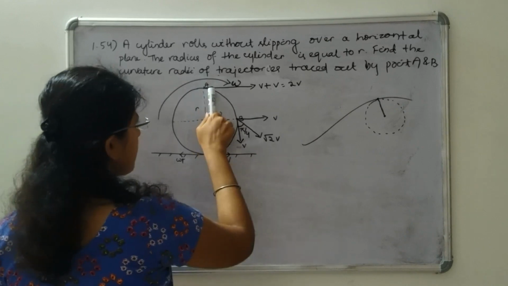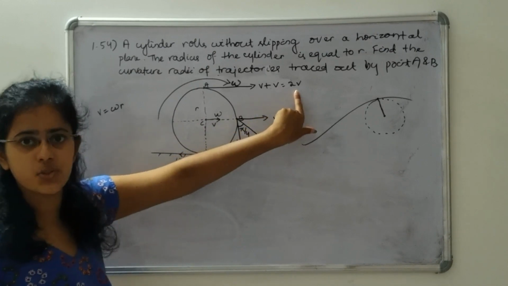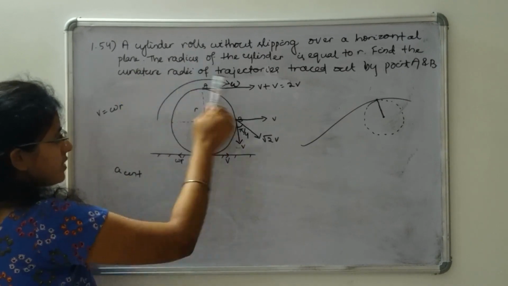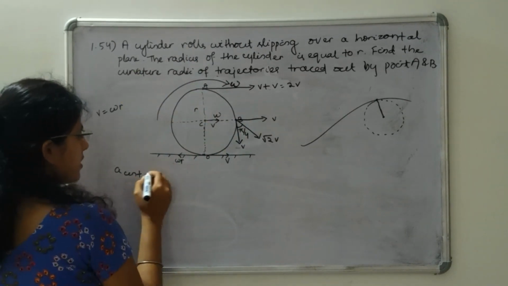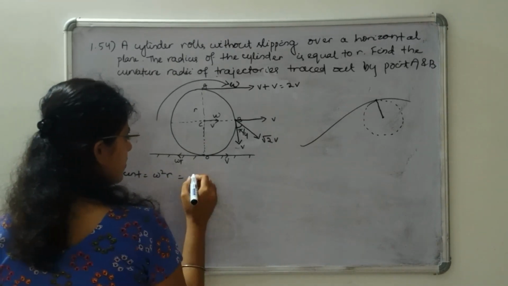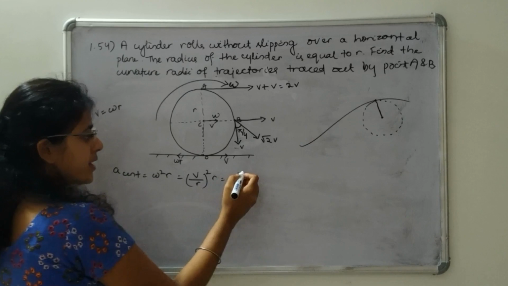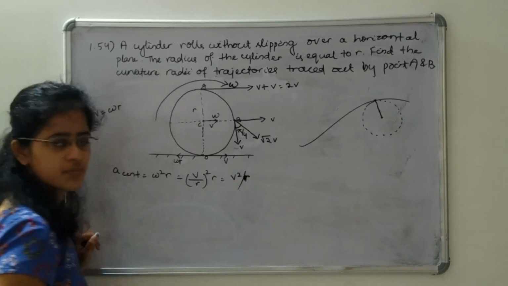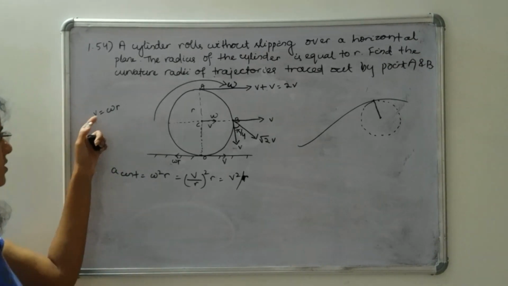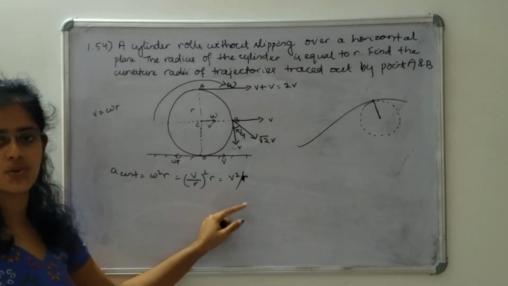So for point A, we have seen that the total velocity is in the horizontal direction, and it is 2V. For centripetal acceleration, if you consider this cylinder, the centripetal acceleration for every point is omega square r. So this will be V divided by r, whole square, into r. That means this is v square divided by r. For pure rolling, v is equal to omega r. So in place of omega square, we can put v square divided by r square. Centripetal acceleration is omega square into r, that means this is v square divided by r.